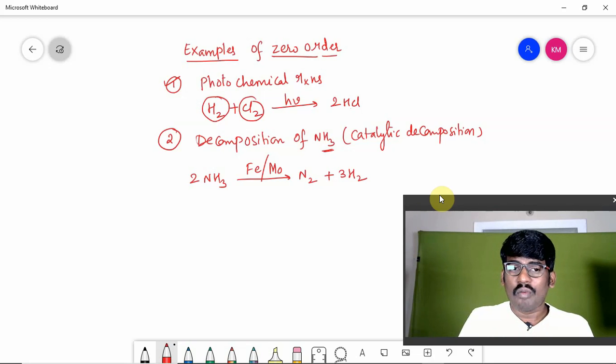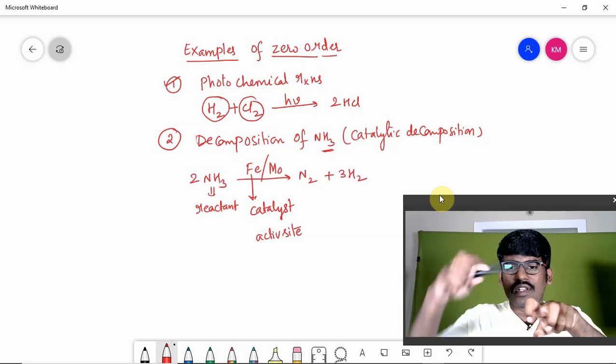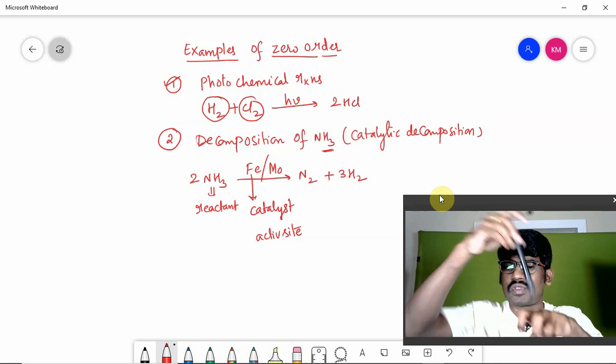Ammonia is the reactant, and iron is acting as a catalyst. Every catalyst has certain active sites. Those active sites are like grooves, in the same way this pen is inserted into this, so those are said to be grooves.